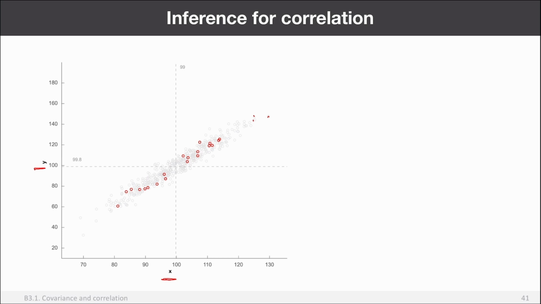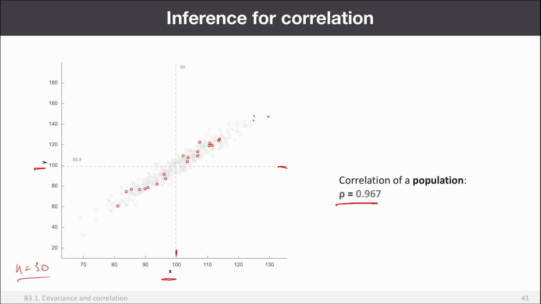The red points are my sample. I have a sample size of 30 in this case. And this is my sample. Why are they red? Because if you look at these dashed lines, it's average values. And then you can see that all these red points will contribute positively to the covariance and therefore to the correlation, right?